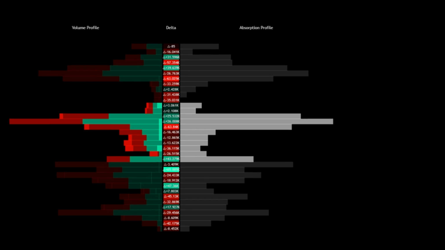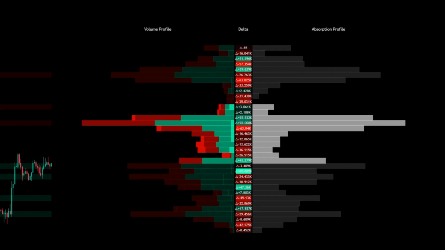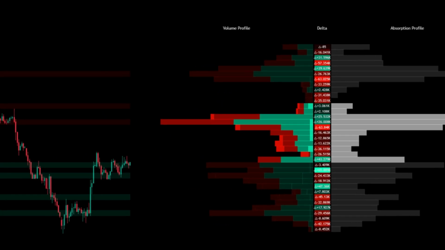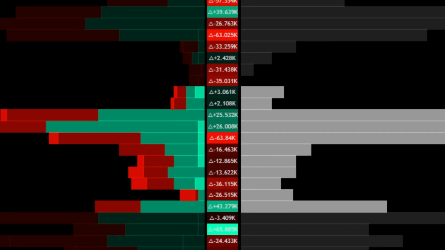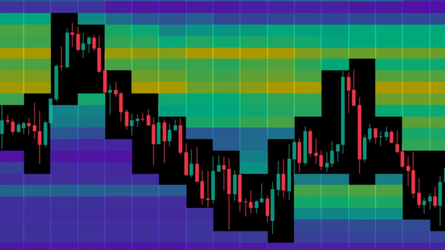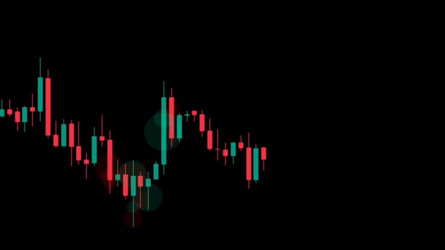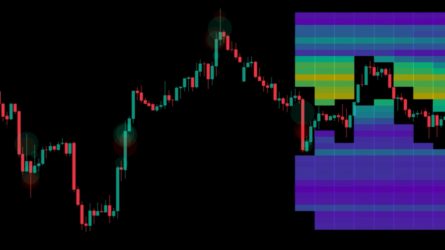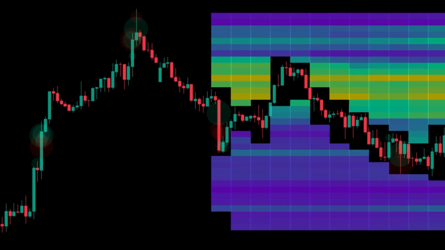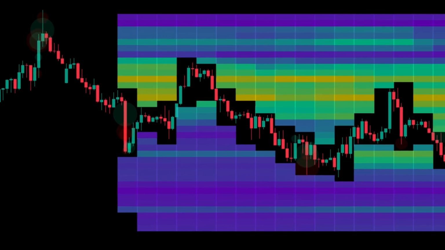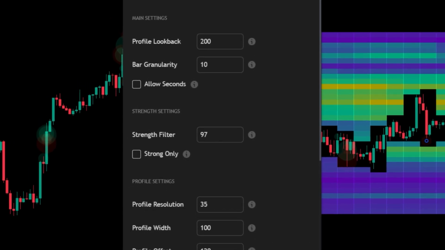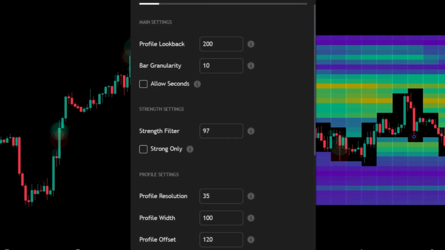The indicator breaks volume down into multiple layers. It separates bullish and bearish participation, calculates delta, measures absorption, tracks historical absorption, projects future absorption zones, and highlights strong activity events directly on the chart. Instead of seeing volume as one number, you're seeing the actual structure behind the market.